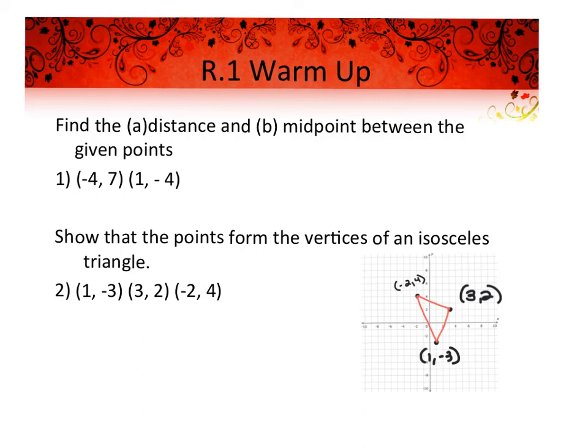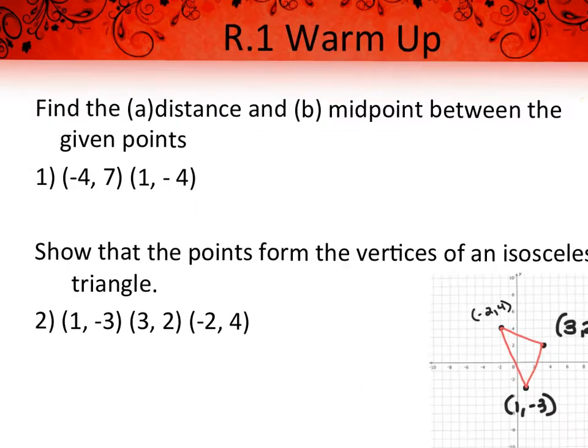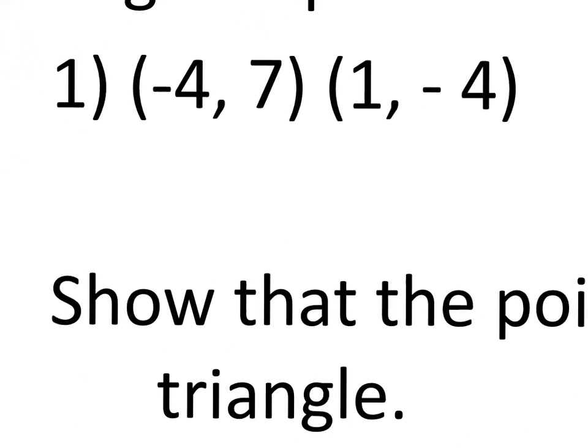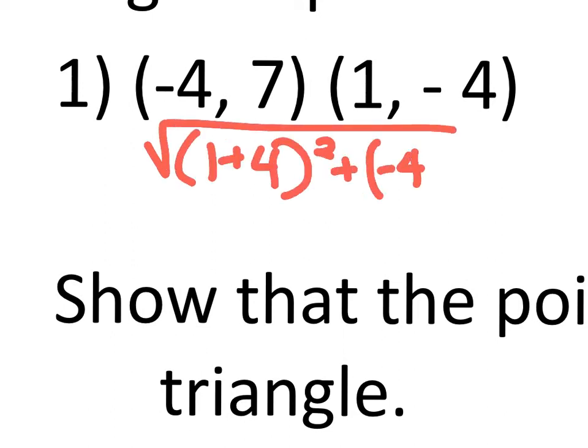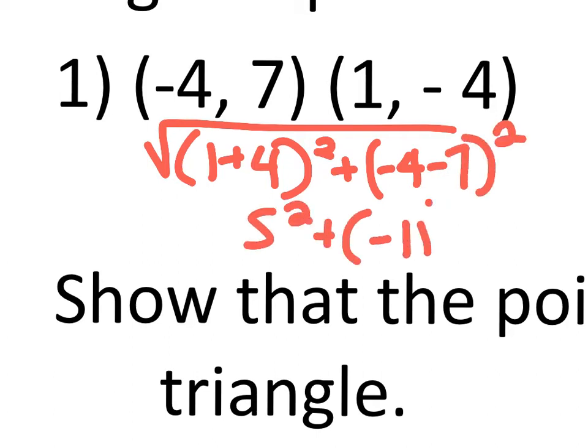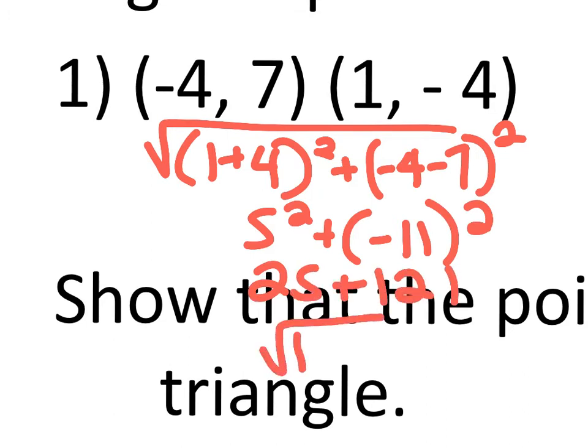Right, so this warm-up's going to go over what we covered yesterday: distance, midpoint, and the coordinate problems at the bottom. I'm going to work through the distance formula for the first one. So the square root of 1 minus a negative 4 becomes 1 plus 4, plus negative 4 minus 7, and I get 5 squared, plus negative 11 squared, 25 plus 121, which is the square root of 146.